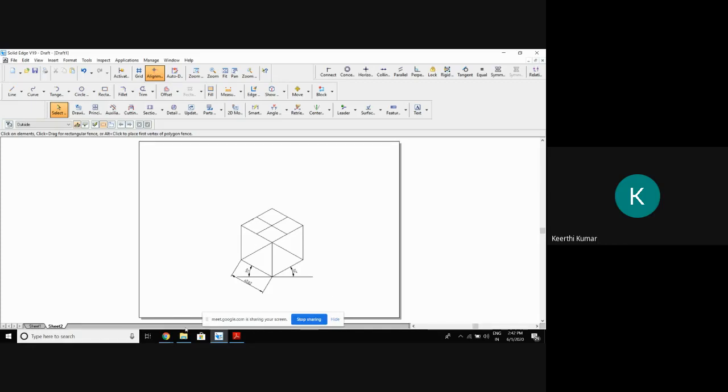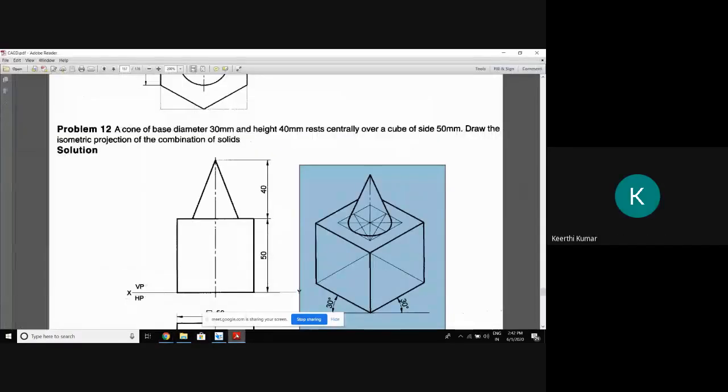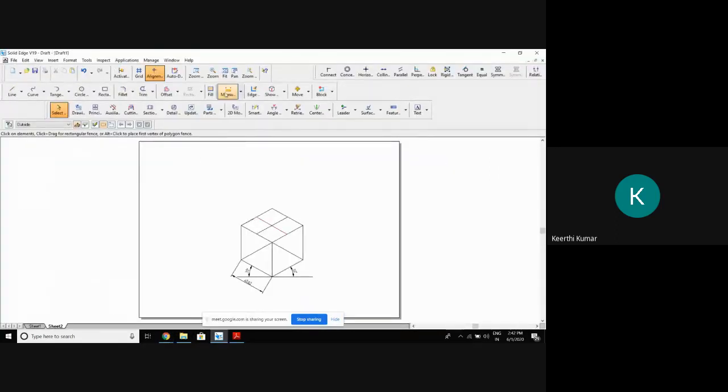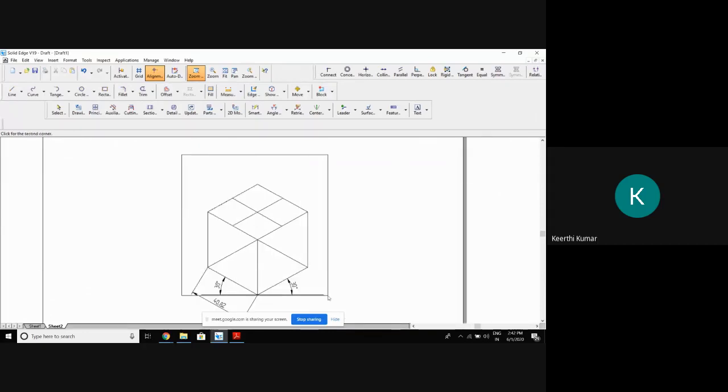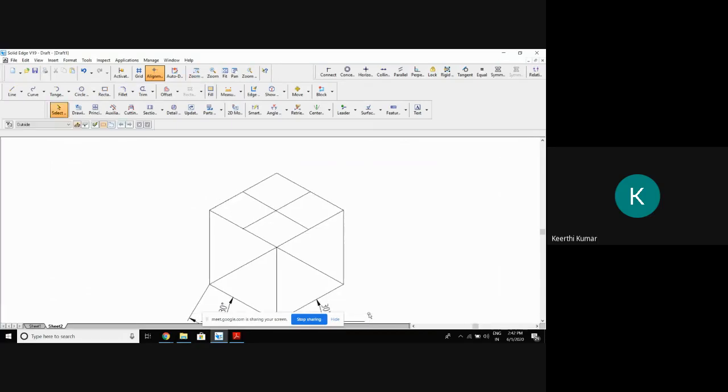Hello. Hey, hello. Yes, sir. Okay, done. The cube of 50 mm is done, along with the center also. Everybody done? I want you to draw the center also.